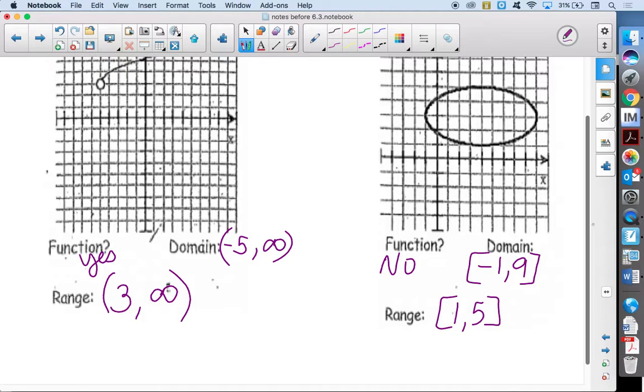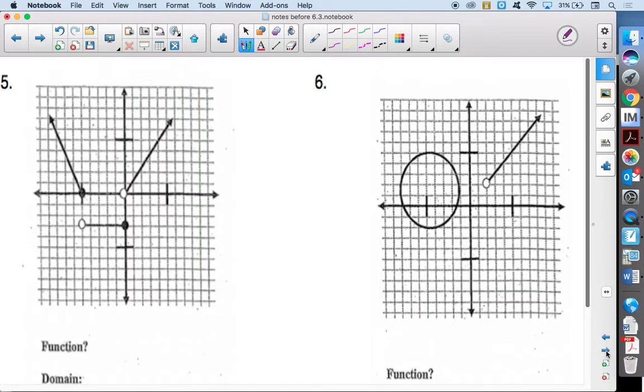So then if you look at the graphs underneath, these are a little more interesting because they're not one continuous piece. There's a couple of different pieces to look at. So is it a function? Yes, when they're on their own. But it's an open dot. Yes. It doesn't actually go through.